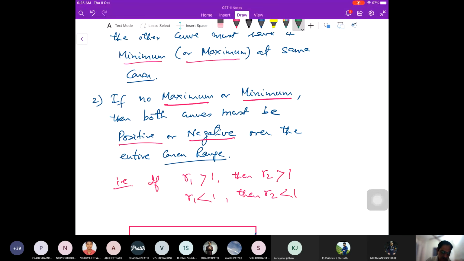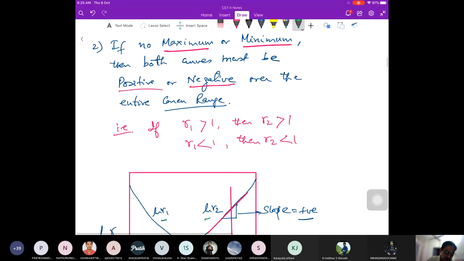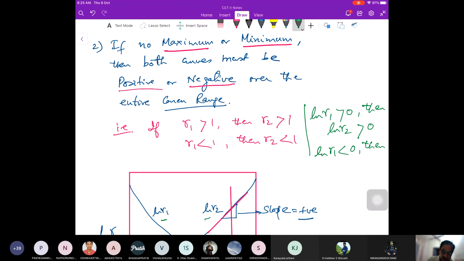If ln gamma 1 is less than 0, that means gamma 1 is less than 1, तो gamma 2 भी less than 1 आएगा. Gamma 1 greater than 1 रहा तो gamma 2 भी greater than 1 आएगा. Okay, this is the second condition. So if these conditions are satisfied, then the data is consistent.